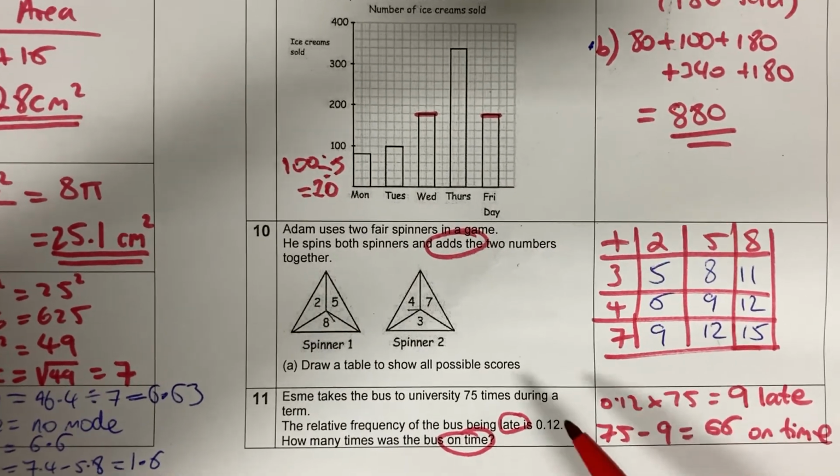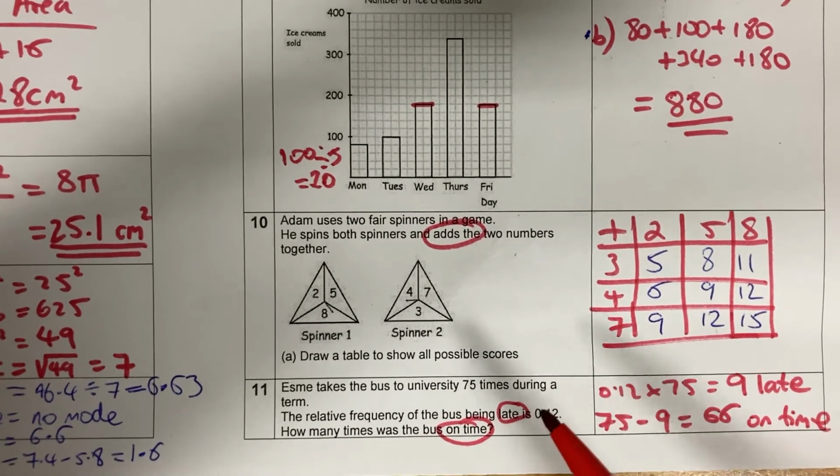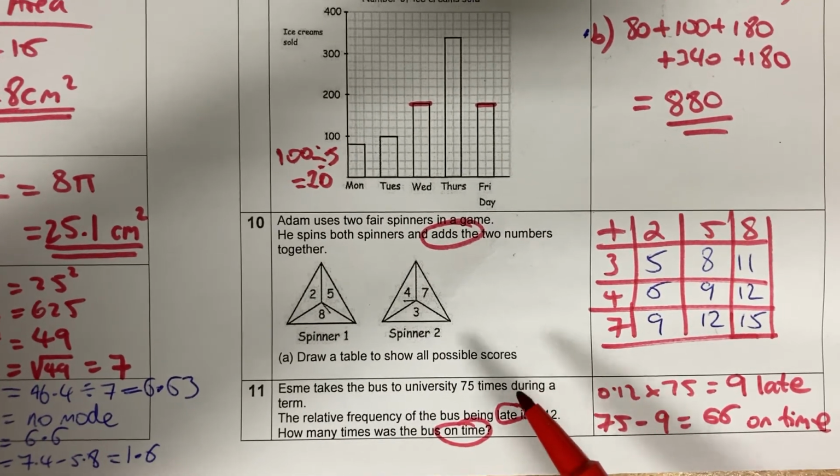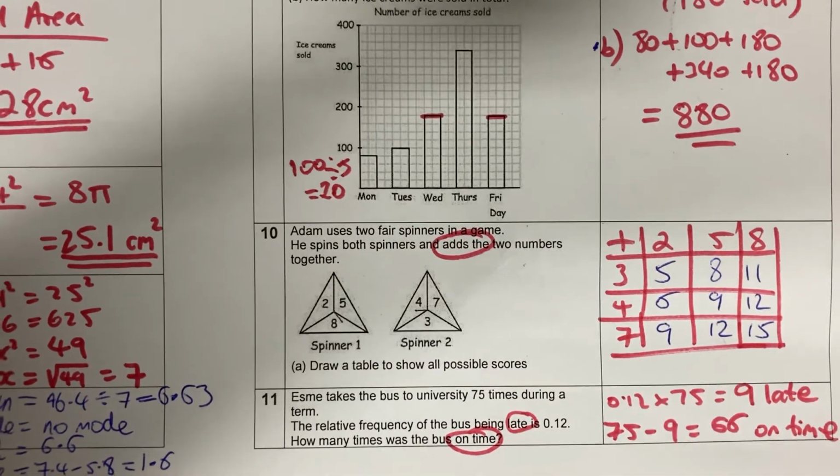So please don't just do 0.12 times 75 because we're used to it. Make sure we read the question. Does it want the ones that are late or does it want the ones that are on time? Take that away to get the difference. We've got our final answer.